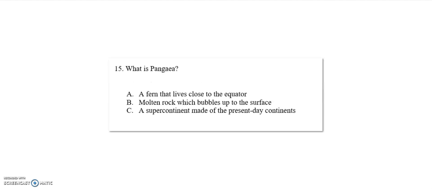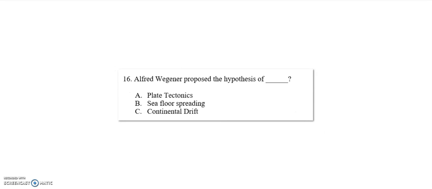Number 15. What is Pangea? Is it A, a fern that lives close to the equator, B, molten rock which bubbles up to the surface, or C, a supercontinent made of the present-day continents? Which one is Pangea?